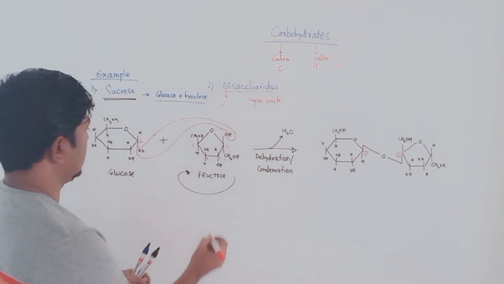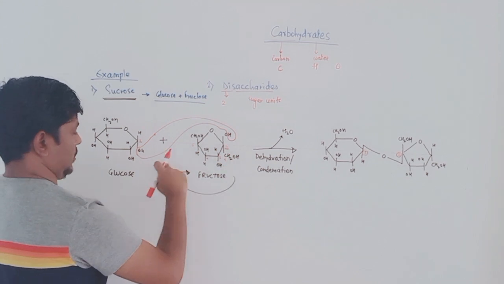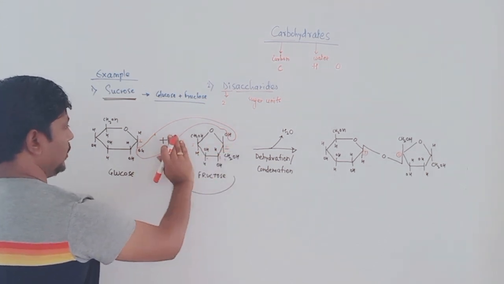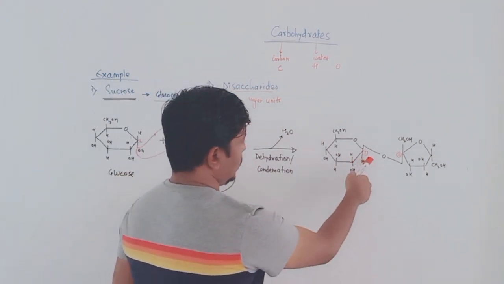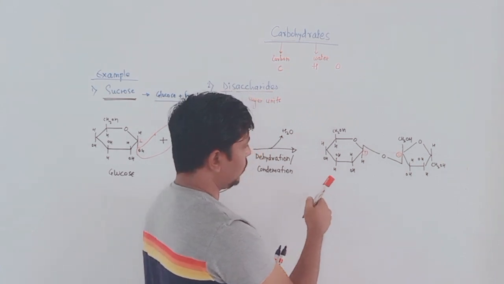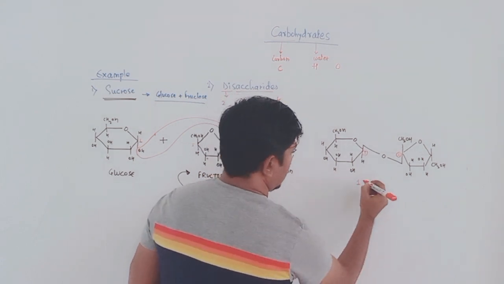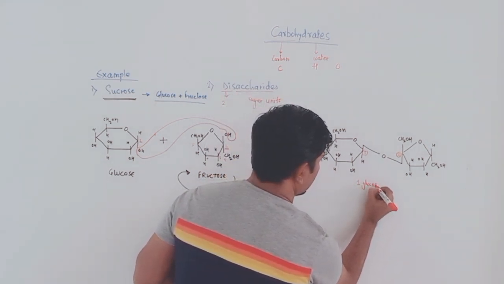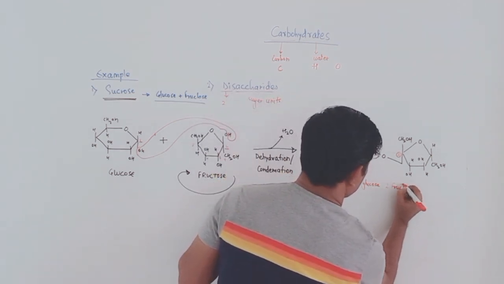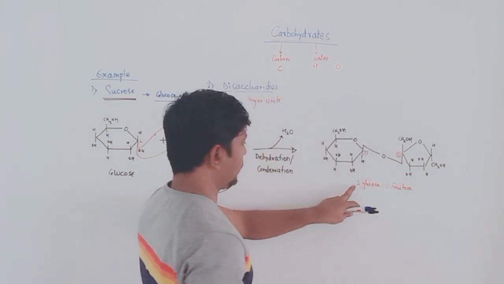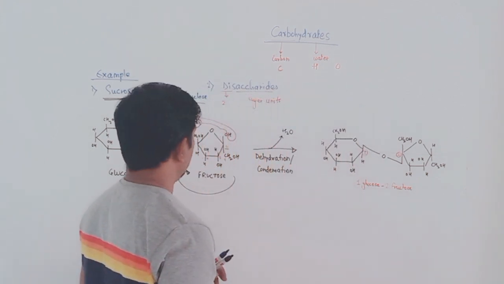Okay, so this second carbon atom which was on the other side, the molecule turned itself, and the second carbon will come closer to the glucose molecule. So now the formation of the O-glycosidic bond is between one glucose molecule and two fructose molecules. Means first carbon of glucose molecule and second carbon of fructose molecule.